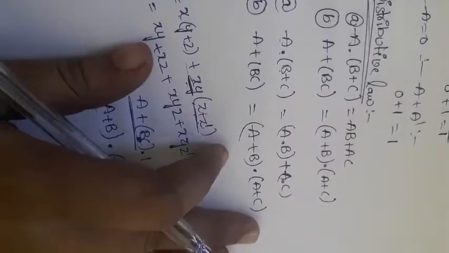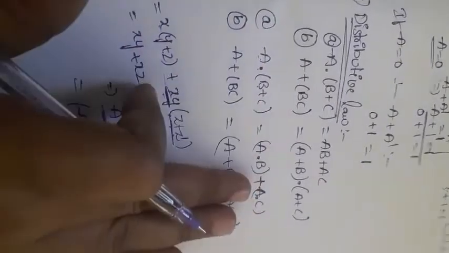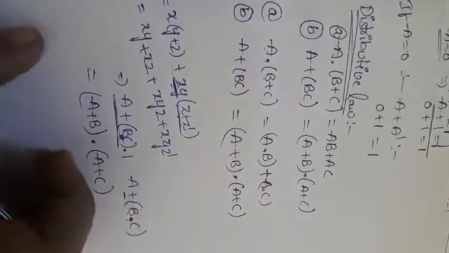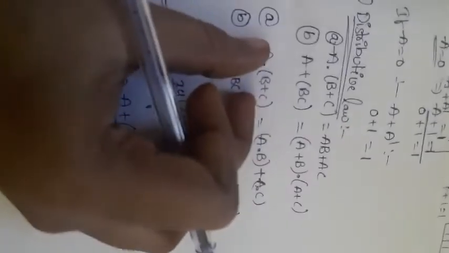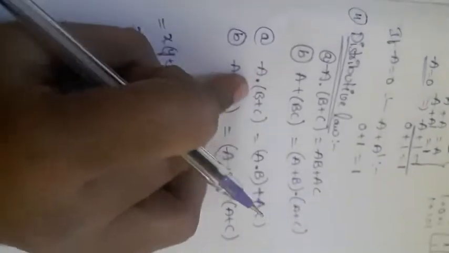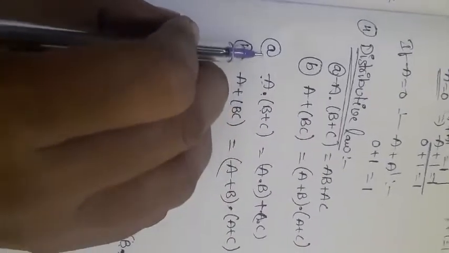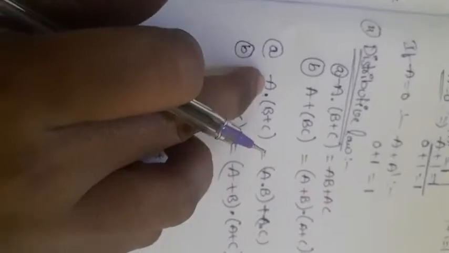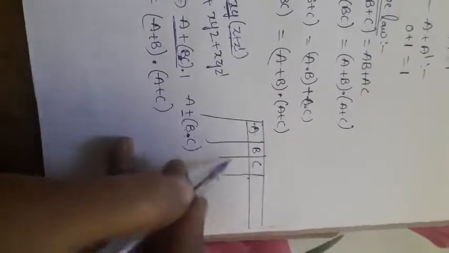If you want to prove it, check A plus B into A plus C. First, check how many variables we have. In the first rule we have 3 variables, those are A, B, C. I can write them here: totally we have 3 variables, A, B, C.